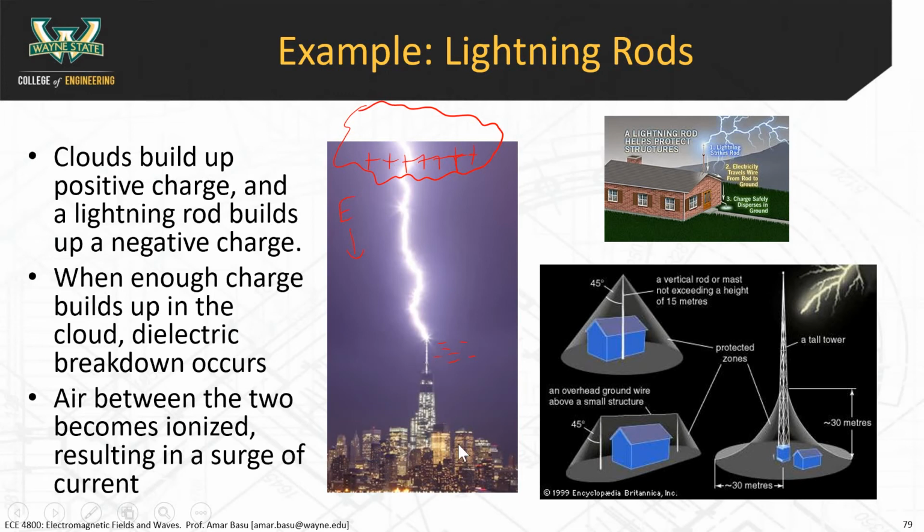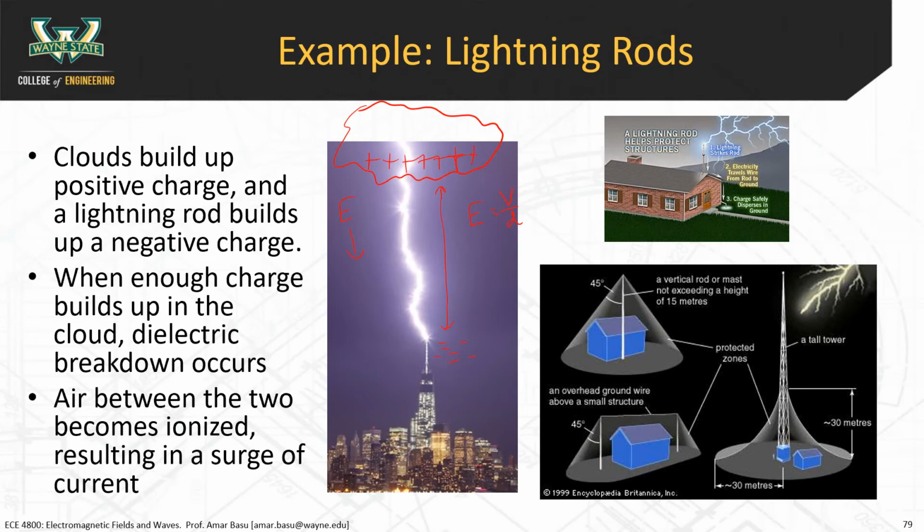And from this class, you already understand why that may be the case. Electric field is equal to V over d. The voltage, you can think about this as the voltage of the cloud divided by the distance d separating the two conductors.